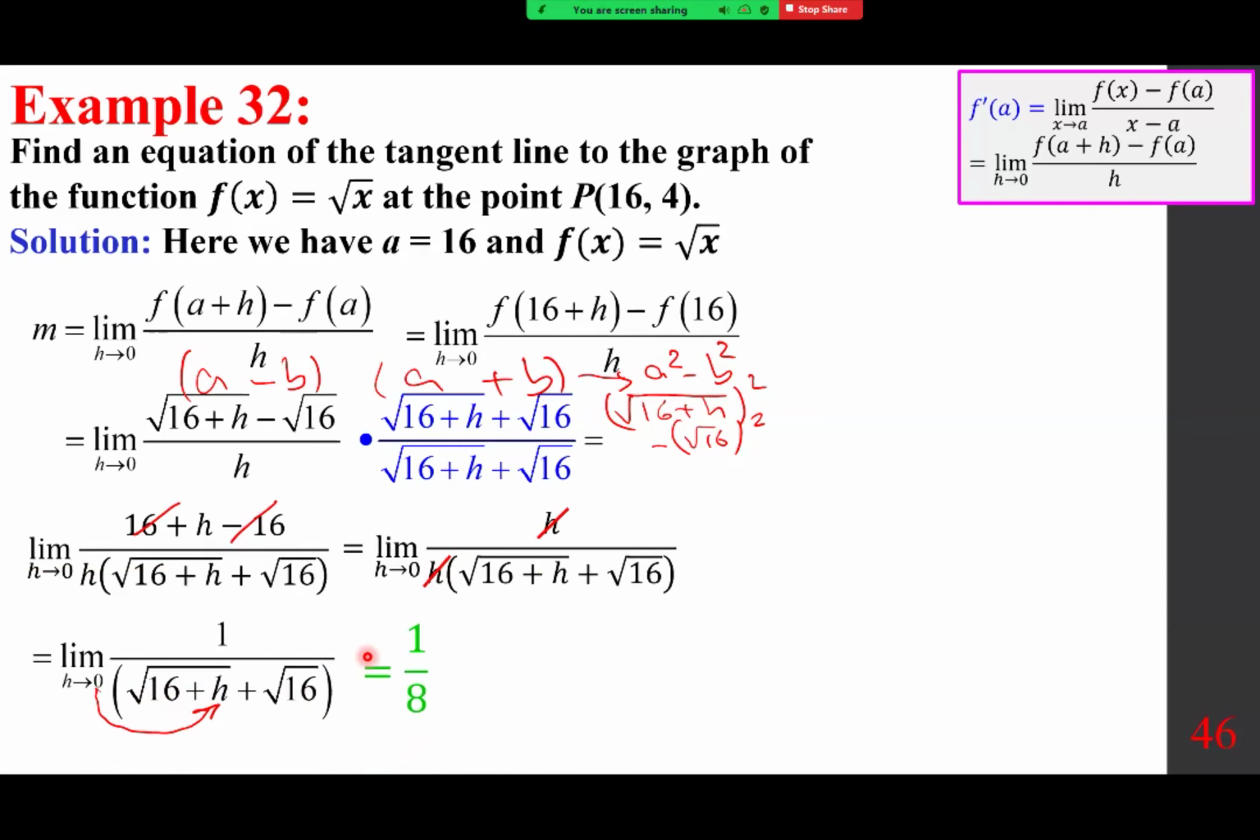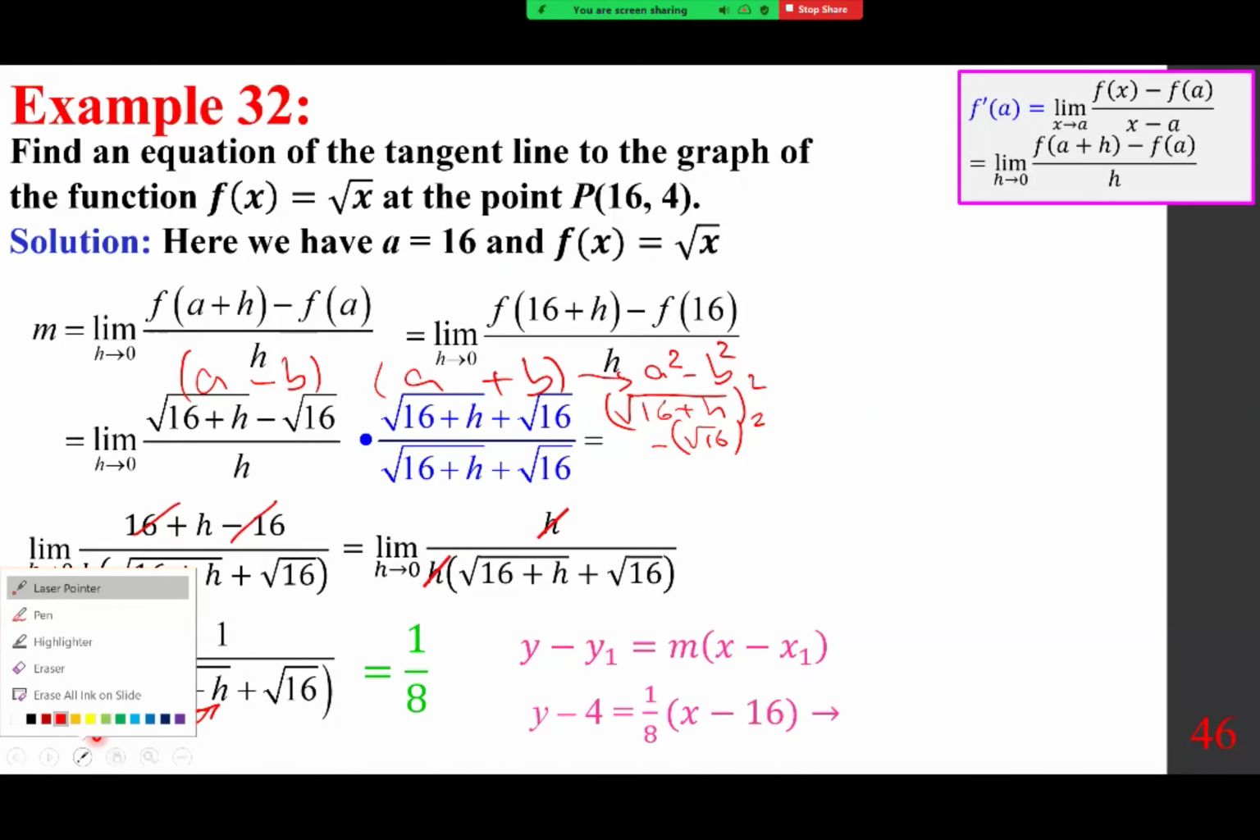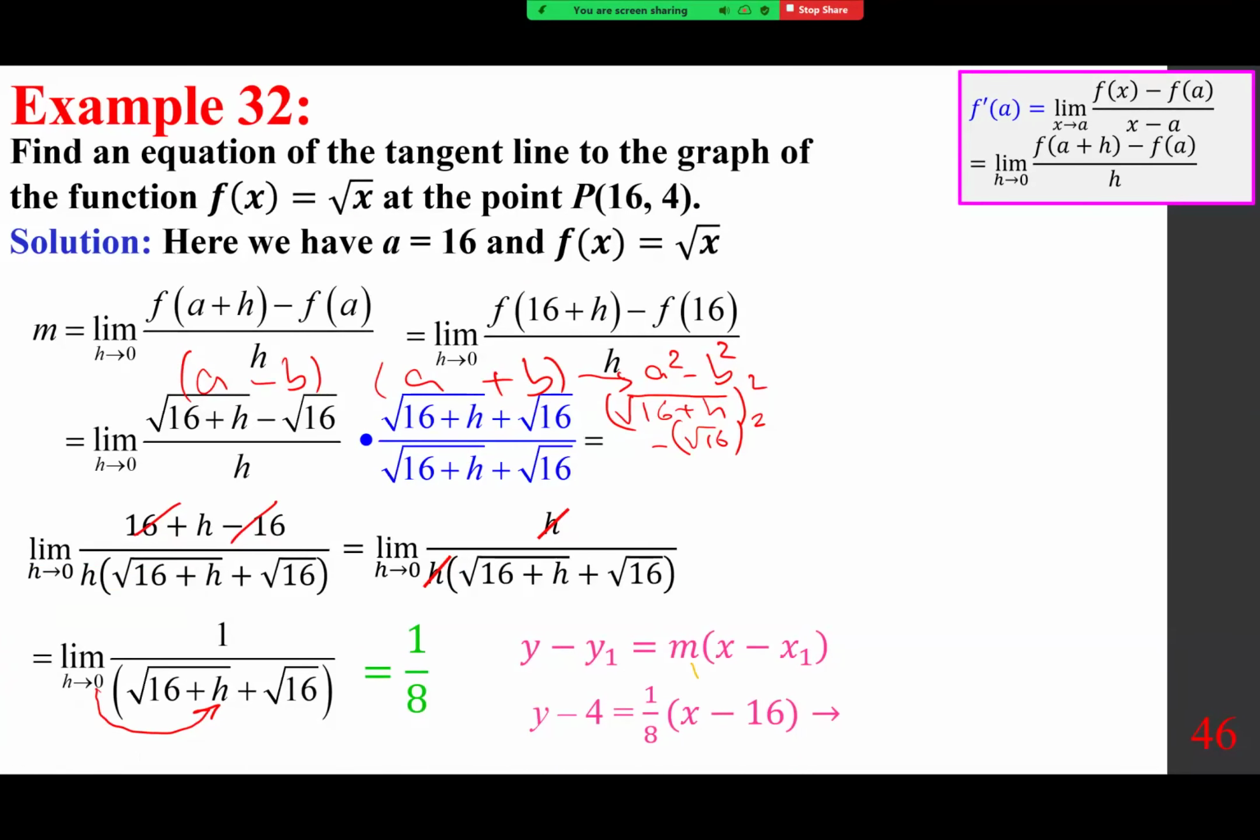Practically, we are done. That's the most important thing, y minus y1. That means y minus 4 equals m, that means 1 over 8, times x minus x1, which means x minus 16. And you are going to distribute and simplify. The right side is 1 over 8 x minus 2. This moves, becomes plus 2, plus 4, resulting in plus 6.